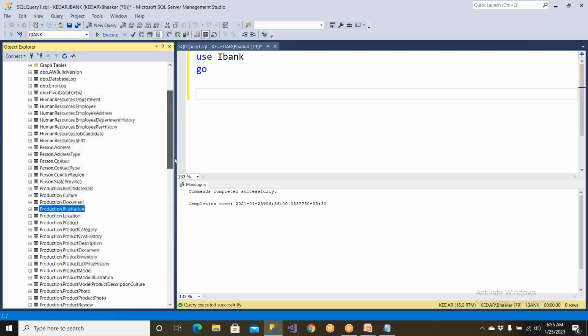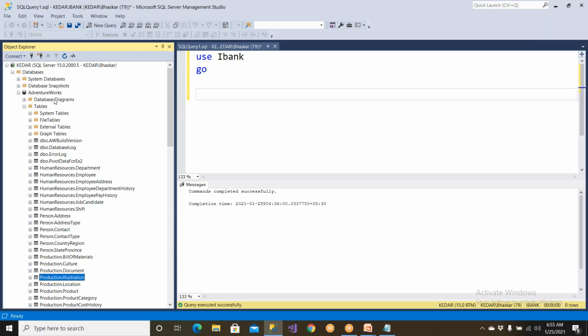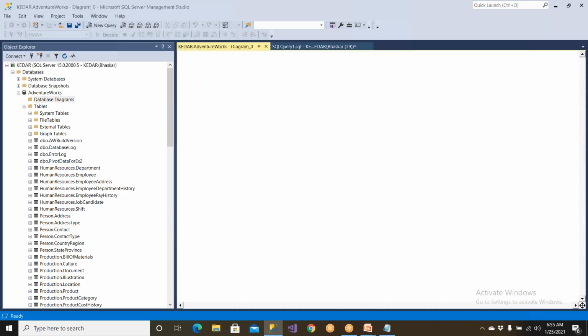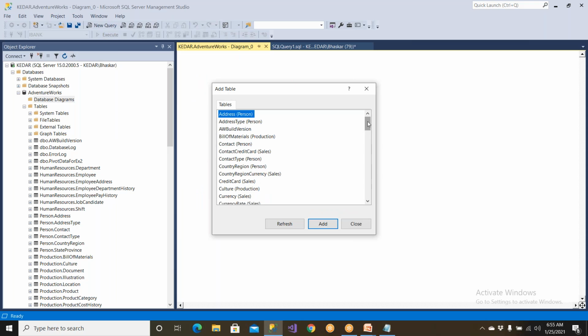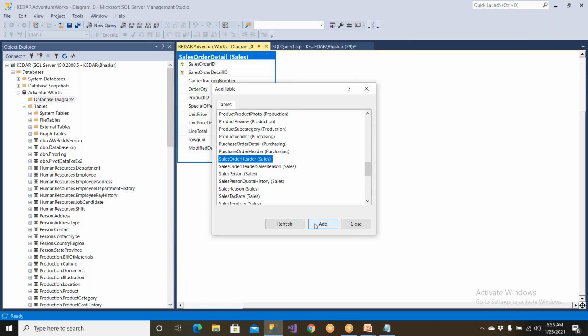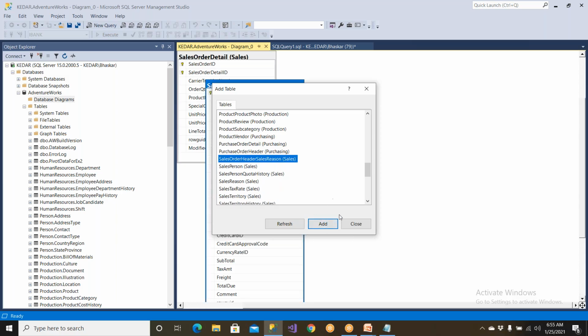So if you wanted to know, you can have a database diagram, right? So this is what you need to look into. So you go here and right click on this new database diagram. So you can see, for example, your manager says that you use the customer table and use a sales table, right? Sales order detail. You use this table and you use sales order header, right?